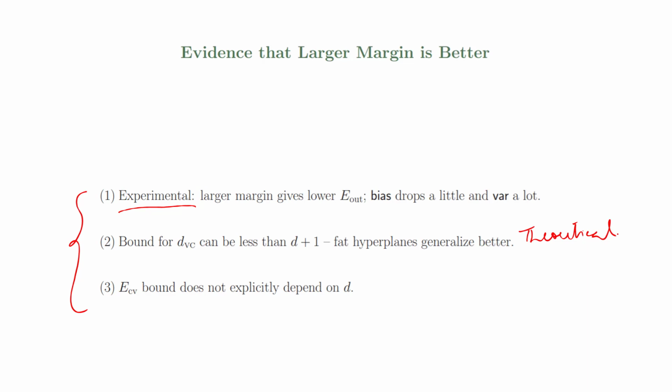And the third one is that we're looking at the cross validation error. Specifically, we will get a bound on the cross validation error for the optimal hyperplane that does not explicitly depend on the dimension of the data. Remember, the cross validation error is an unbiased estimate of out of sample error. And we can come up with a bound that is only dependent on the support vectors and not the entire data. In some ways that will help us establish that yes, that is evidence that larger is better.